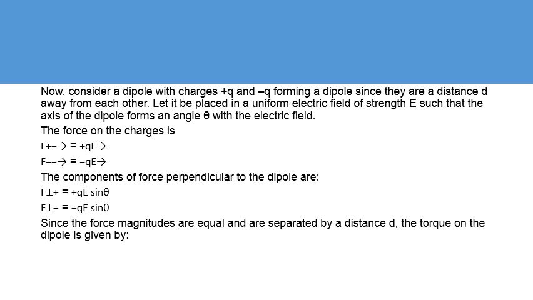Now consider a dipole with charges q and minus q as shown in the figure, at a distance d away from each other. Let it be placed in a uniform electric field such that the axis of the dipole forms an angle theta with the electric field. The force on the charges can be written as F is equal to qE or F is equal to minus qE.